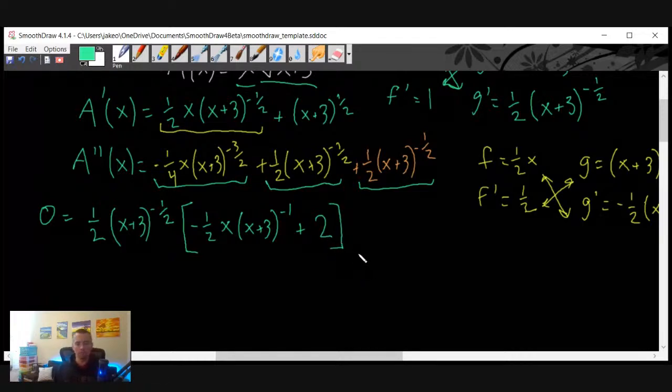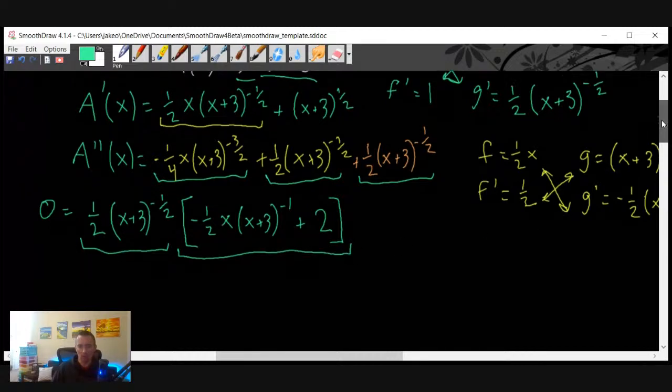All right. So now when we're trying to set this whole thing equal to 0, kind of like we did last time, what we can do is create these two simpler problems. We'll take each of these factors and set each of them separately equal to 0 and solve those.